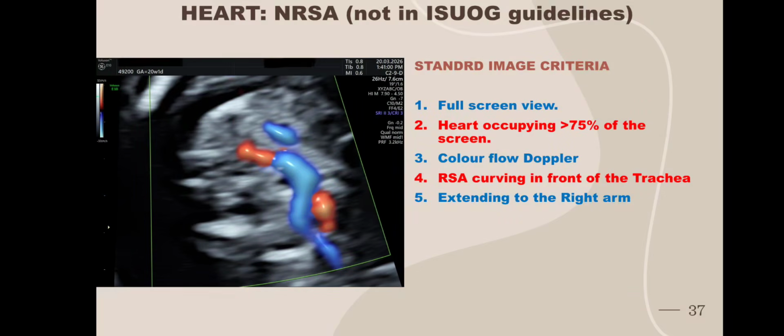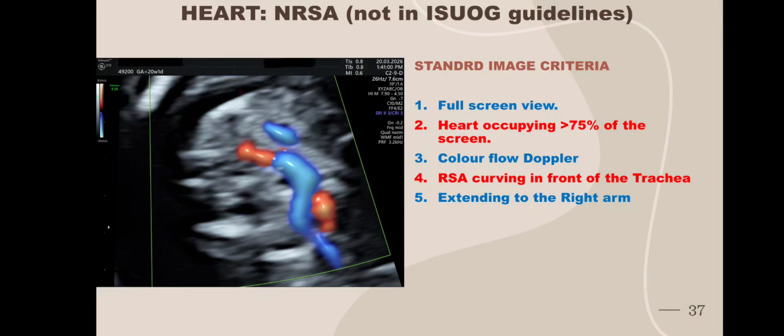Now come to extended cardiac screening. Once the basic screening examination is complete, more advanced cardiac evaluation can be performed. This includes the aortic arch, ductal arch, bicaval view, and the right subclavian artery assessment. These additional views significantly increase the detection rate of complex congenital heart disease.